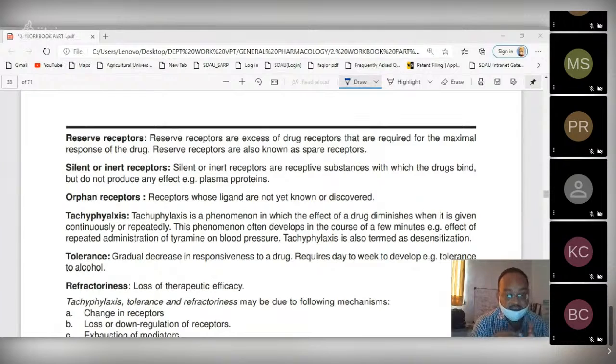So these kinds of substances which are present in the blood, in the body, are known as silent or inert receptors. The name itself indicates that by binding with inert or silent receptors, the drug is not able to produce any pharmacological or therapeutic effect. Then orphan receptors, the ones whose ligands are not yet discovered, are known as orphan receptors. So this is the terminology of pharmacodynamics.